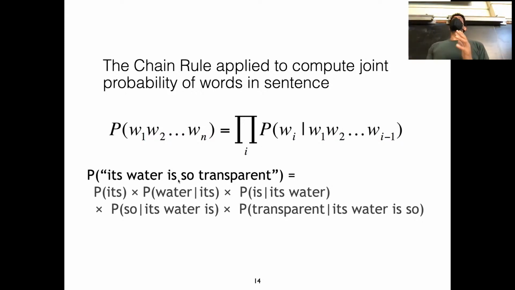So going back to our example, the probability of its water is so transparent is the probability of its times the probability of water given its times the probability of is given its water, blah, blah, blah, right? And so if we have a language model that is computing these conditional probabilities, we can always use it to compute the joint probability of any given input text. So when training these models, which we'll look at next week, the neural versions of these models, we set it up such that the training objective is to predict the next word given all of the previous words. And we might use that model after training to compute joint probabilities if we want to.